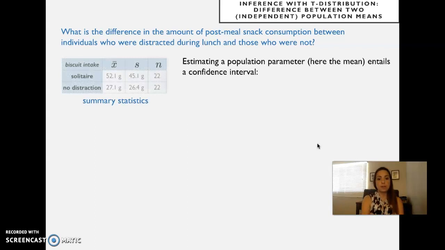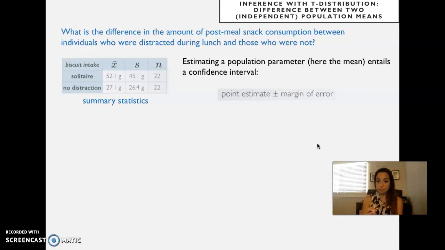We always start there. And when we are running this in R, you see that the first step is to check those assumptions that we just talked about in the prior video. And to answer the question, what is the difference in the amount of post-snack consumption, we need to estimate a population parameter, here the mean difference, and a confidence interval. It would be nice to give us more confidence, or at least a desired level of confidence on that estimate.